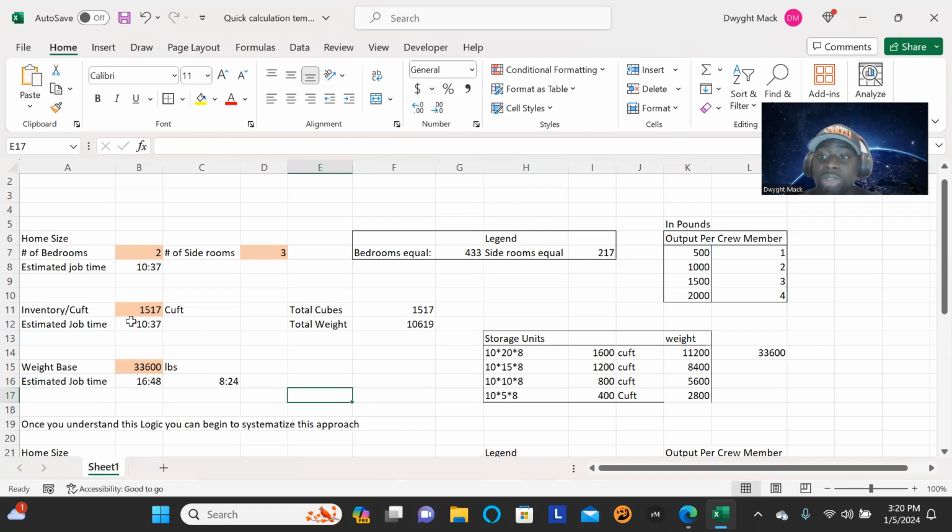Or you can go based off of the weight if they're in a storage place and they don't know what their inventory is. So these are the different ways you can go about it. Just create a template for yourself. No matter how you go about quoting a customer, you have a general idea of how it works.